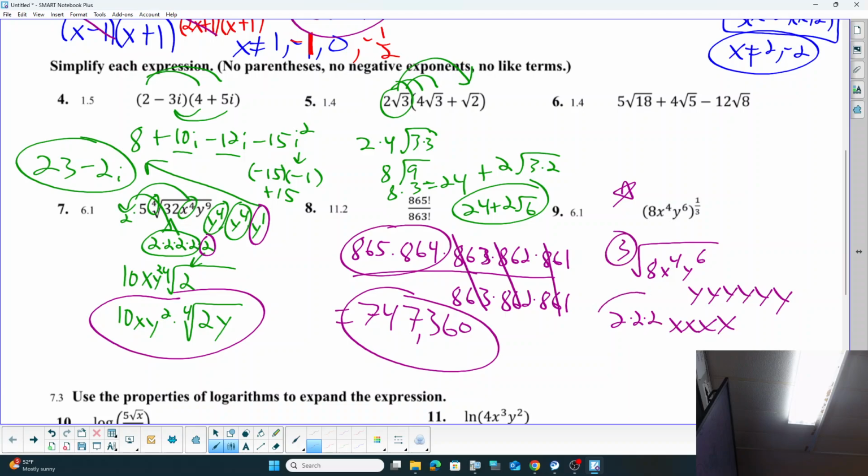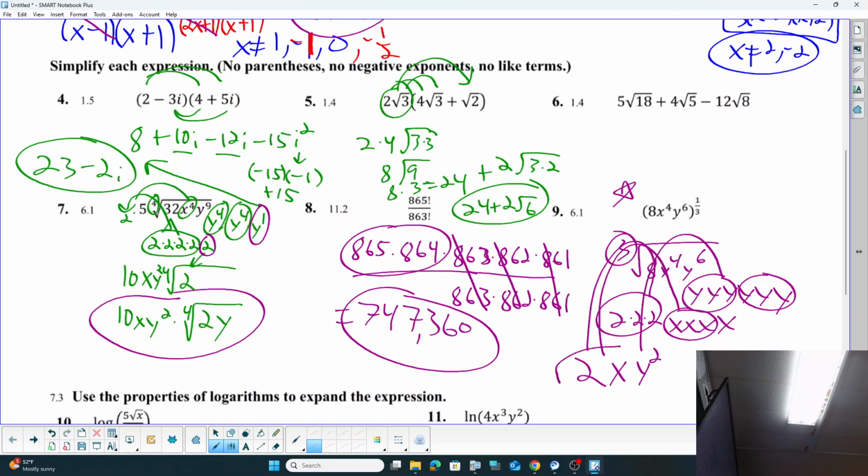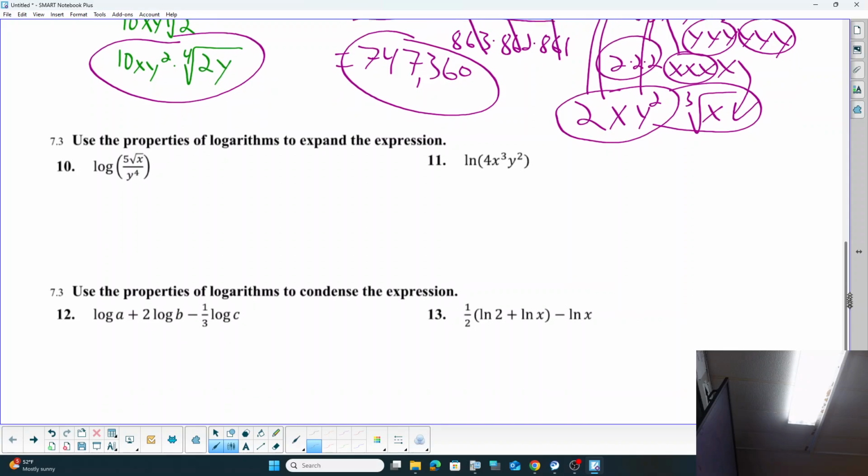So we need the third root to come out. That 8 is definitely going to come out. 3 of the x's are going to come out as 1x. And then 2 pairs of y's are going to come out as y and another y. Don't forget inside, we still have an x left. So that's the cube root of x. Include that x in your answer. Nice.